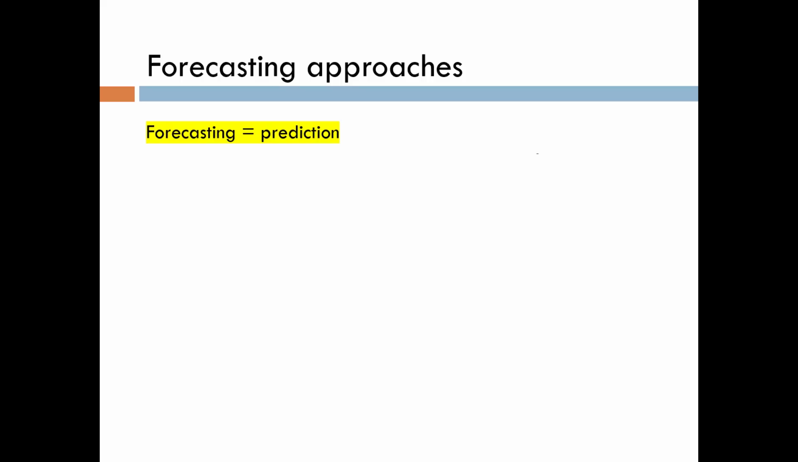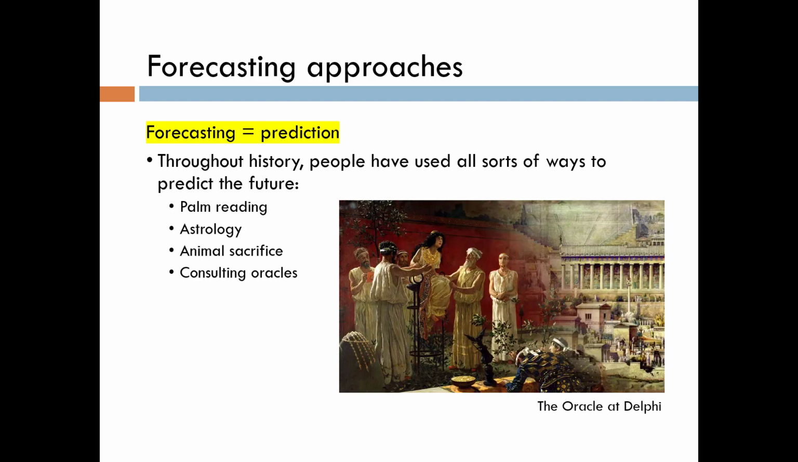The goal of market research is to understand consumer behavior and to predict how consumers will react to the marketing mix. How will consumers respond to a price change, or increased advertising, or a new product formulation? These are key questions that marketers spend a lot of time and money in answering. Forecasting means predicting the future, and throughout history, people have used all kinds of ways to do that, ranging from palm reading to astrology to animal sacrifice to consulting oracles.